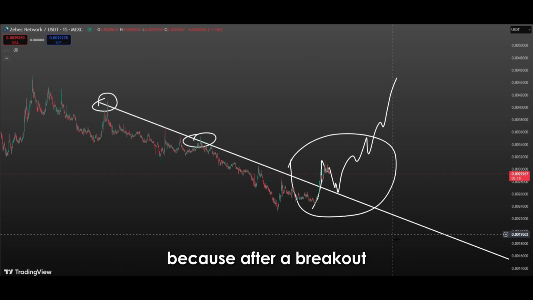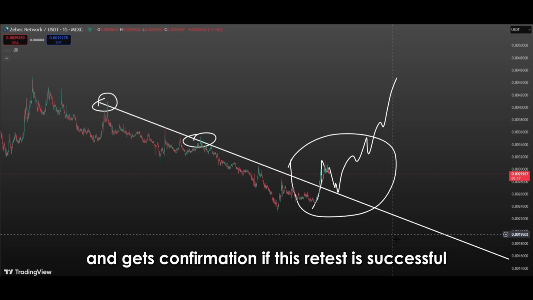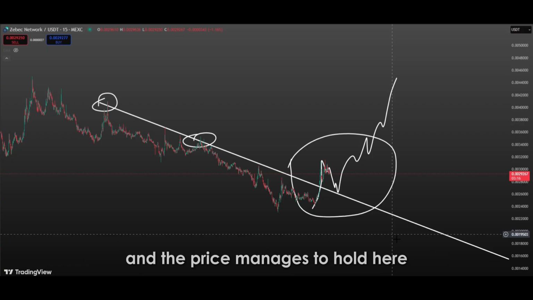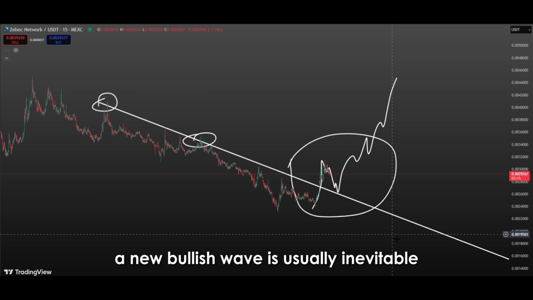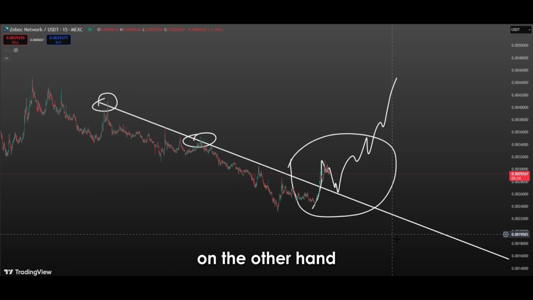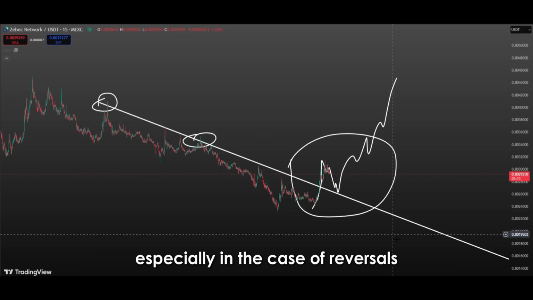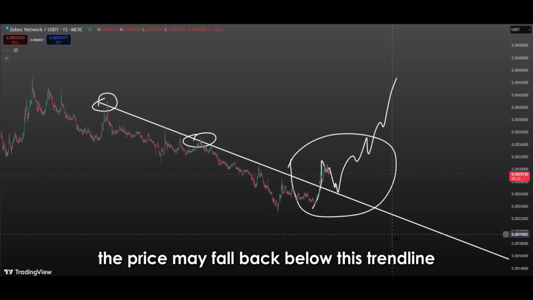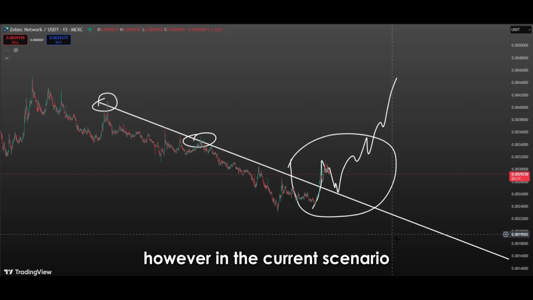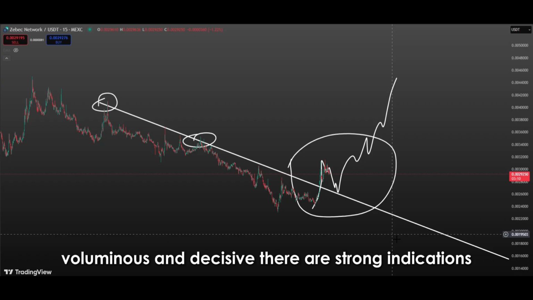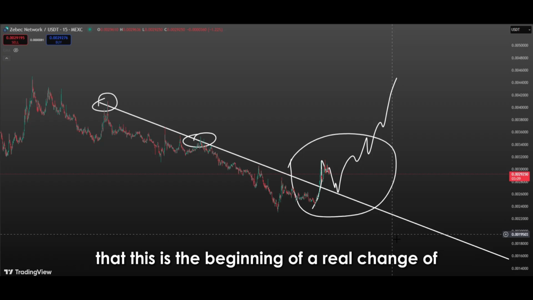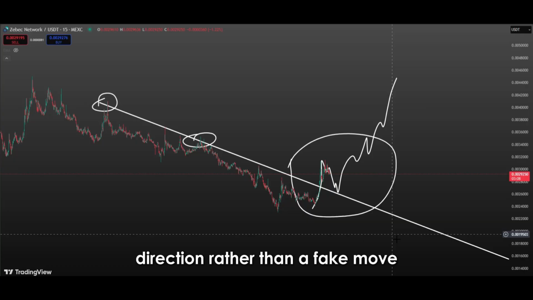Because after a breakout, investors instinctively gain confidence when the price returns to this area and gets confirmation. If this retest is successful and the price manages to hold here, a new bullish wave is usually inevitable. On the other hand, such retests can sometimes mislead traders. Especially in the case of reversals after fake breakouts, the price may fall back below this trend line. However, in the current scenario, since the breakout was quite clear, voluminous, and decisive, there are strong indications that this is the beginning of a real change of direction rather than a fake move.